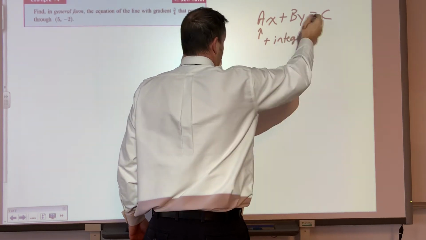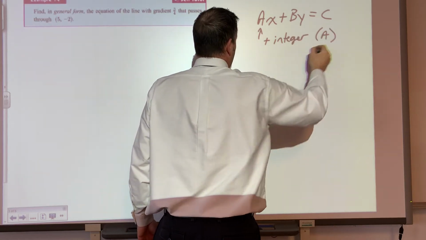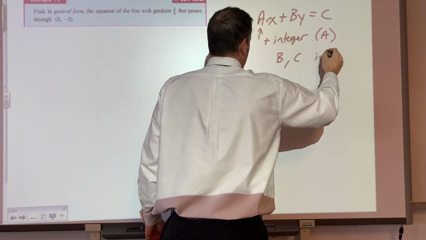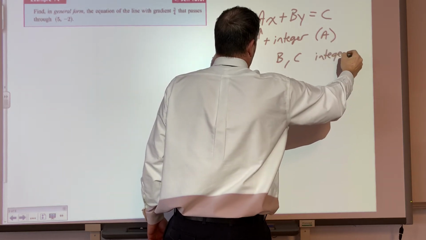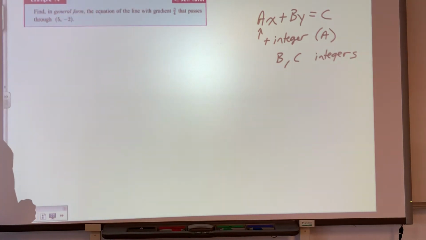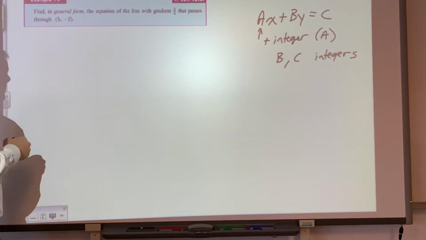No, yes, this has to be a positive integer. That's A. B and C have to be integers. They can be negative as well. No fractions, no decimals. So we want to make an equation that looks like that.